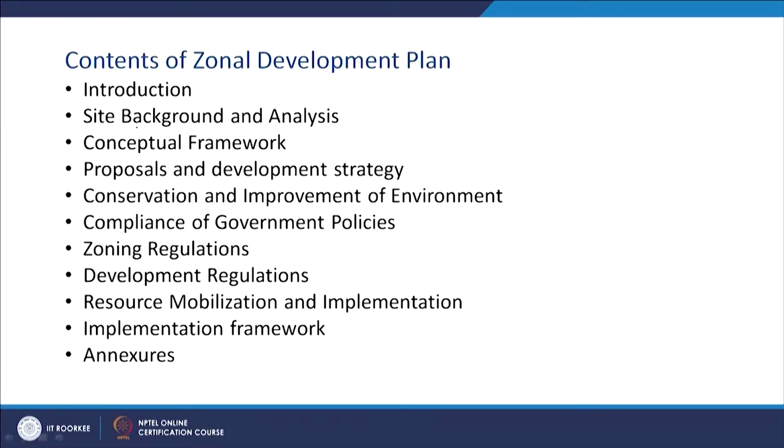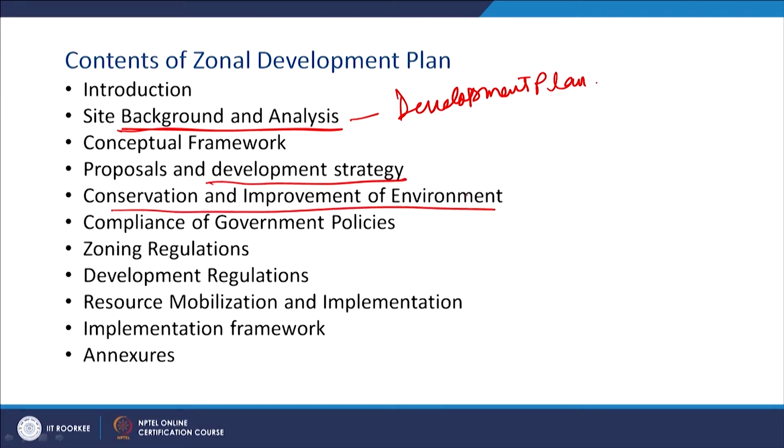After this development plan is done, there are a few more stages, that is the zonal development plan. The objective of the zonal development plan is to make further details of the plan at the zone level or at the area level. The contents of the zonal development plans are the introduction, the background and analysis based on the development plan, conceptual framework, some development strategy, conservation and improvement of the environment, compliance of government policies, zoning regulations, development regulations, resource mobilization and implementation, and implementation framework.